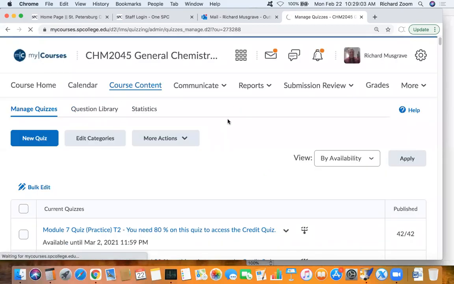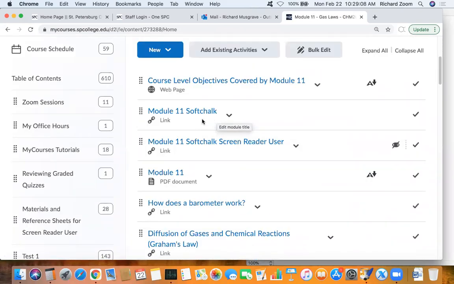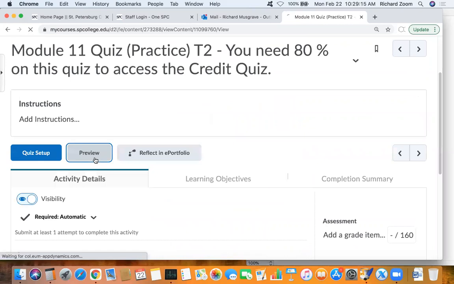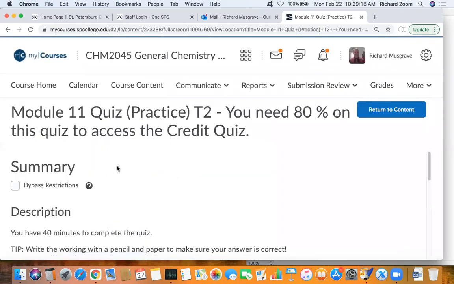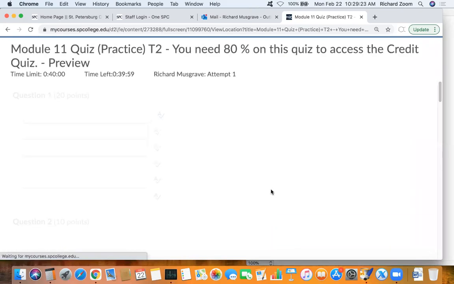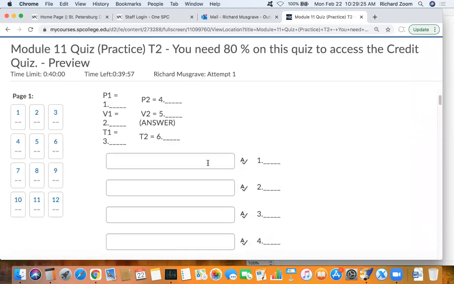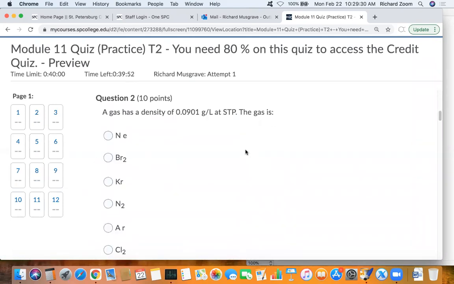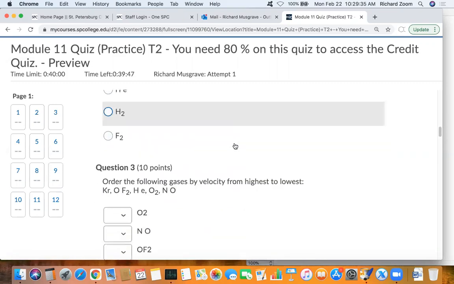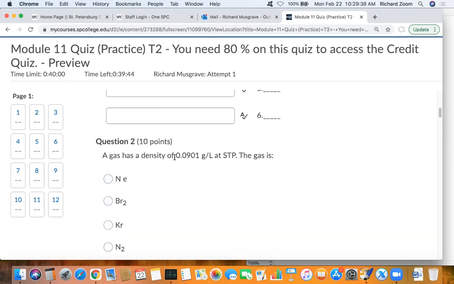Now, along with that, there is the practice quiz. And the setup for that is pretty similar to what we've been looking at. It rolls out P1, V1, T1, P2, V2, and T2. And we've got the one here with the density.